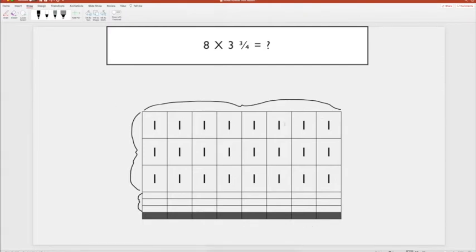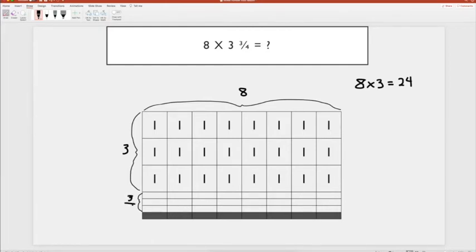Here we have my whole number value times my whole number value. 8 times 3. So there's my 8. There's my 3. Okay. And so what's my total area here of just the whole number value? 8 times 3. Or you can think about it as 3 times 8. 8 times 3 is 24. So now I need to do this fraction section down here. Right?